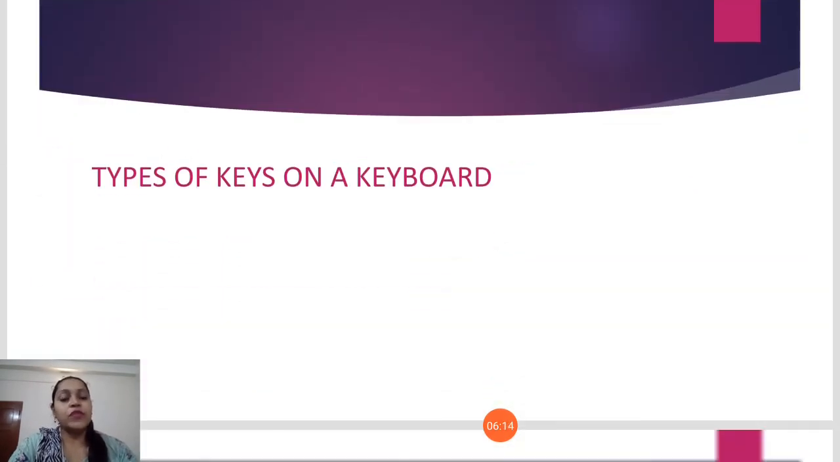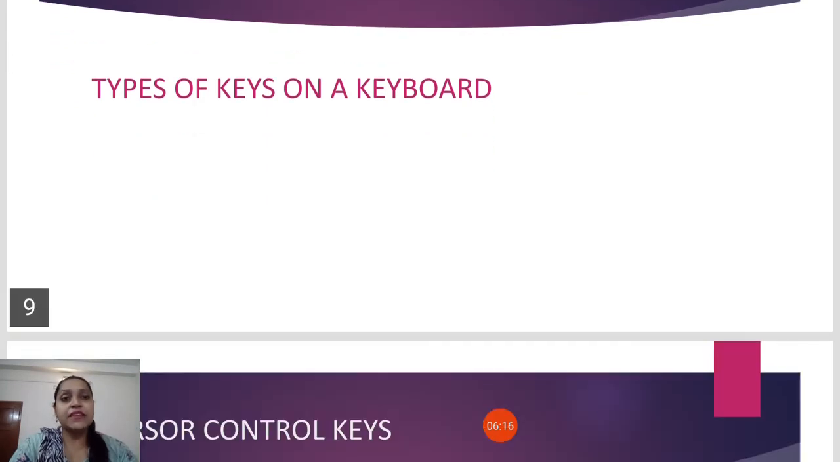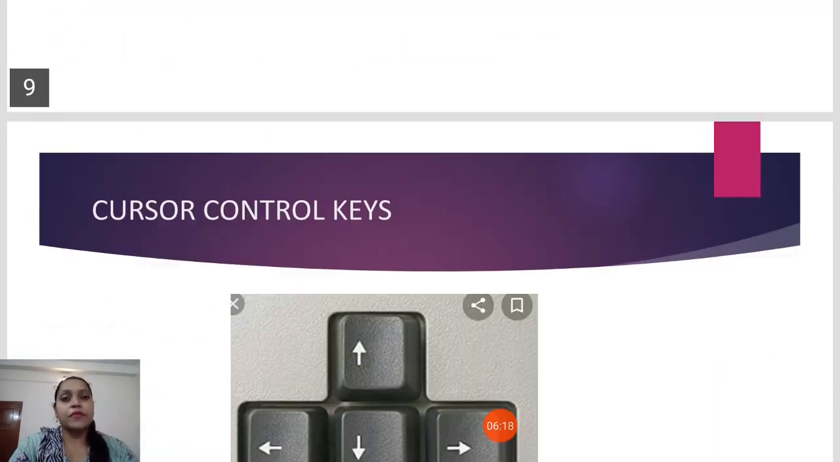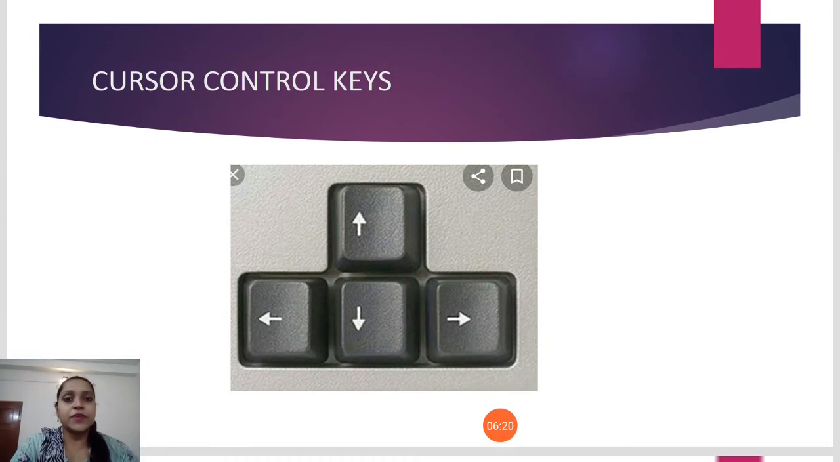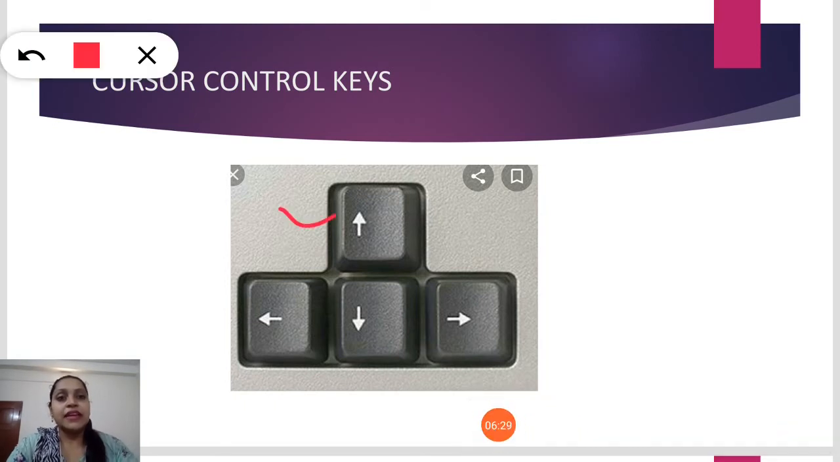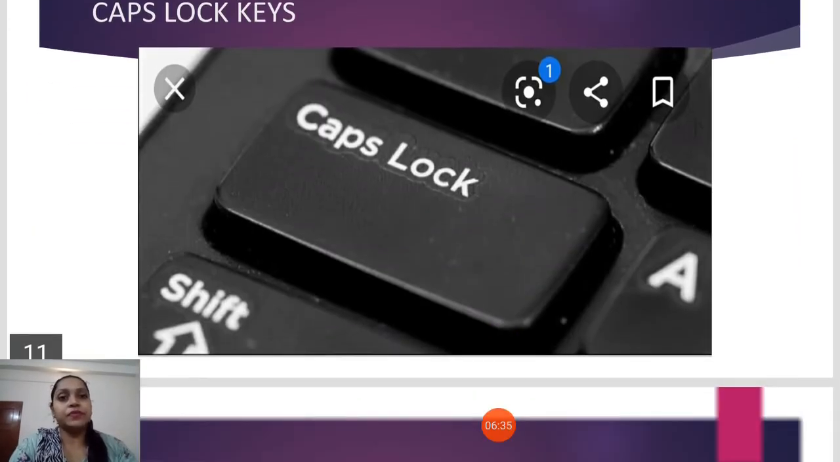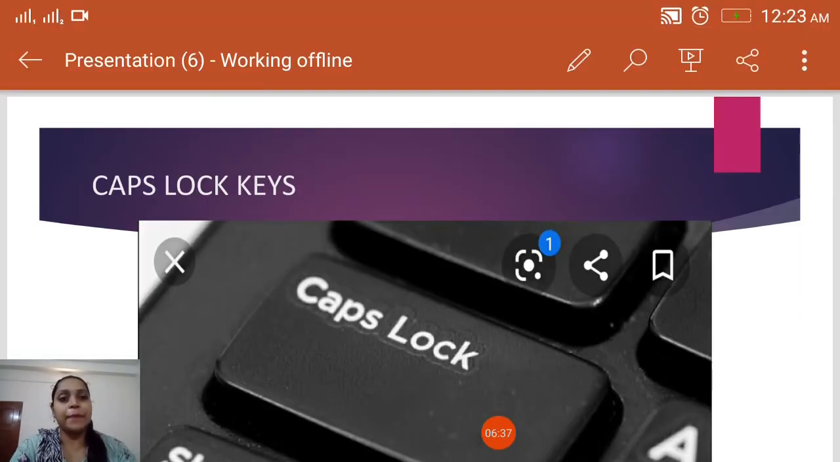Now we'll study about the types of keys on a keyboard, okay. What are the different types of keys? First we get the cursor control keys. Now if you have a keyboard at your home, you can see these keys and these are called the cursor control keys, okay children.